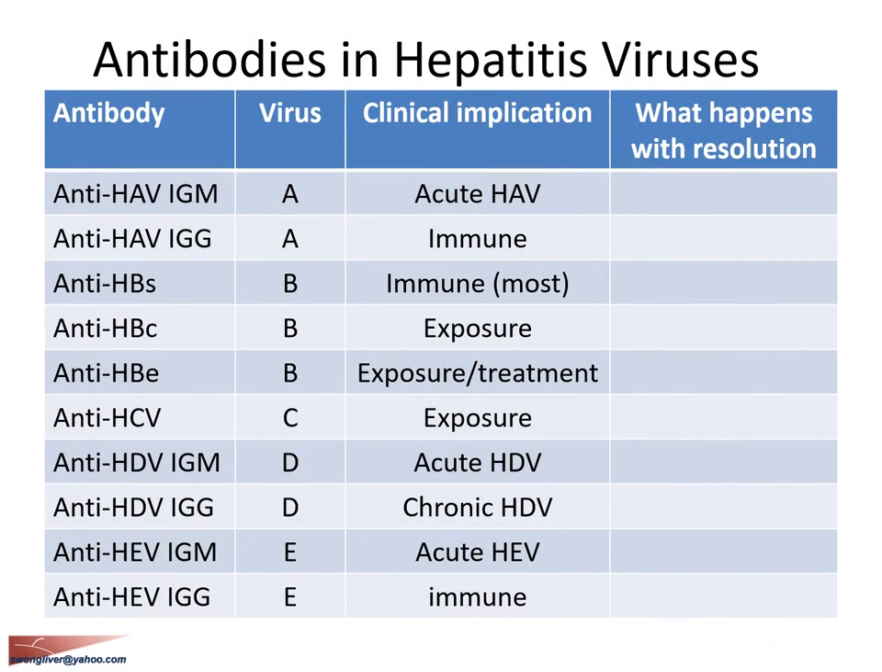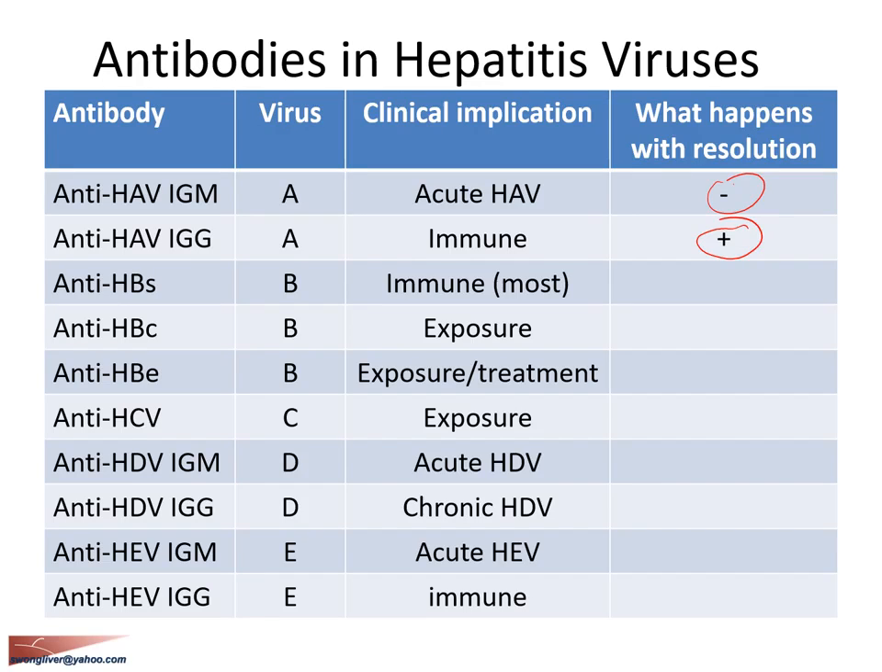Okay, so that's just to summarize. These are the antibodies that I've mentioned, and I've put in this slide what is the clinical implication of the antibodies, and what happens with these antibodies with resolution. Let's take, for example, hepatitis A. If you have IgM, what is the clinical implication? Then you have acute Hep A infection if you have IgM anti-HAV. What happens with resolution? The IgM disappears, but you now develop your IgG.